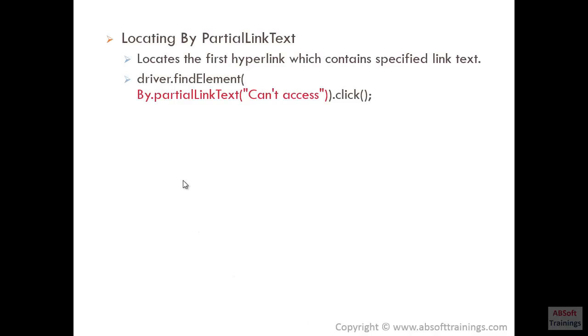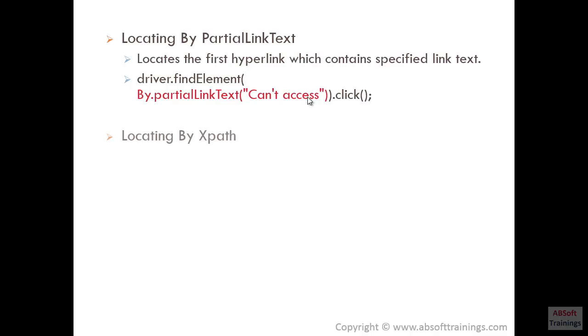The next locating strategy is locating by partial link text. This is really useful when you have some parts of the link text changing. Then you can look at whatever the static part or the part not changing, and you can just mention that to locate that hyperlink. Locates the first hyperlink which contains specified link text. Here is an example. Here we are saying that by dot partial link text can't access. Look for a hyperlink which contains can't access link text.